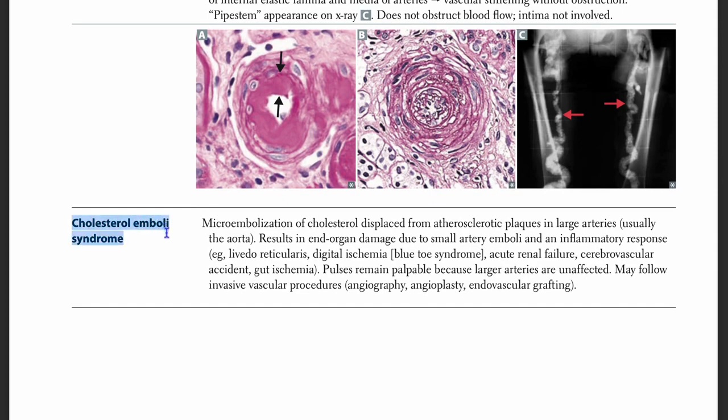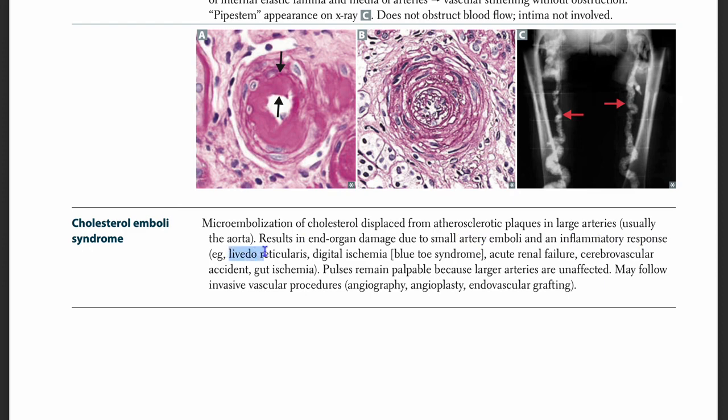Then you have cholesterol emboli syndrome, microembolization of cholesterol displaced from atherosclerosis. Okay, now we're talking about atherosclerotic plaques. So microembolism of cholesterol displaced from a plaque and from atherosclerosis in large arteries, usually the aorta, results in end organ damage due to small artery emboli and an inflammatory response.